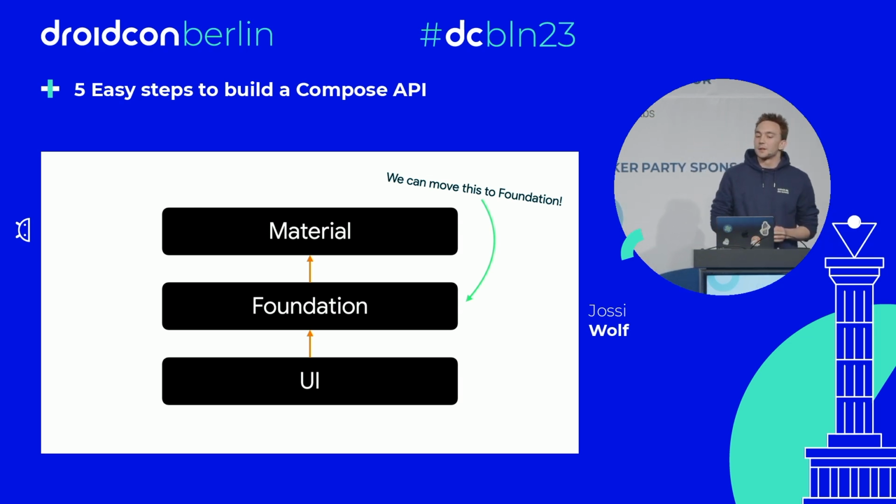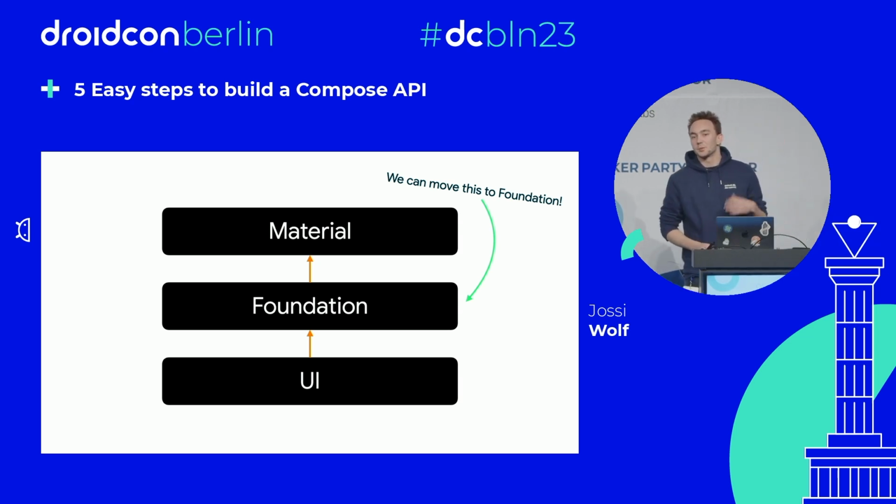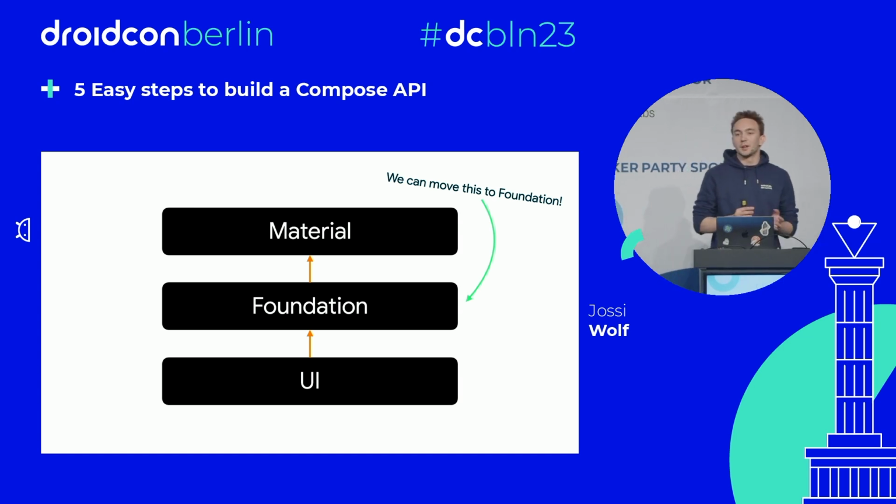Having a layer like this, having a foundation layer, makes a lot of sense, even if you're building your own design system, just because design systems will always be versioned by probably major versions, right? We have Material, then we have Material 2, Material 3, whereas Foundation, we ship much more incrementally, and we don't have to rely on major design system versions to change things.